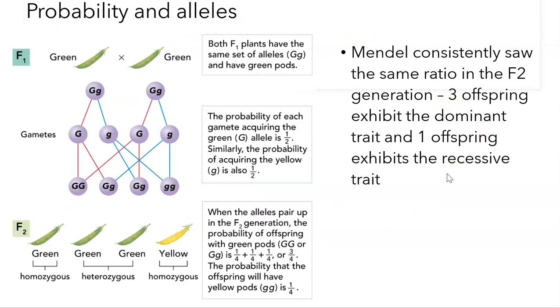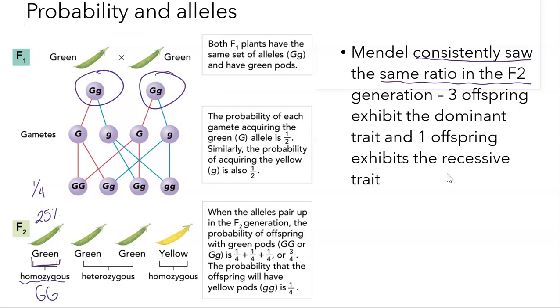So Mendel consistently saw the same ratio in the F2 generation. So F1, they were both heterozygous when he let them cross or self-pollinate. And he saw in the F2 generation that there was about a 25% chance, or 1/4, of getting a homozygous dominant. There was a 50% chance of getting heterozygous, 2 out of 4.